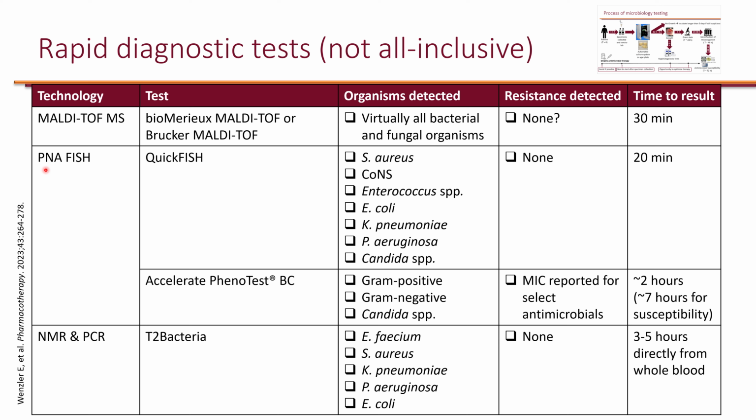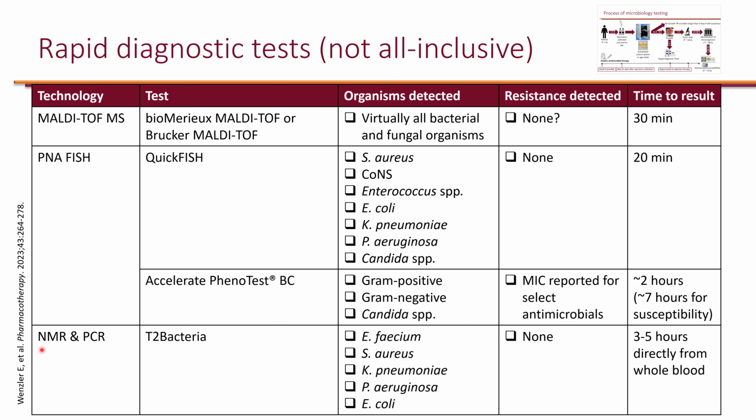Other technologies include PNA-FISH. So we have QuickFISH, which is pretty quick, 20 minutes. It can detect select organisms, but again, it cannot detect resistance. And more recently, we have the Accelerate Pheno test, which can detect a number of gram-positive and gram-negative organisms as well as Candida species. This one is unique because it can also report MICs. In general, it takes about 2 hours to identify these organisms, so it's still pretty fast. And it takes about 7 hours to report susceptibility results for select antimicrobials.